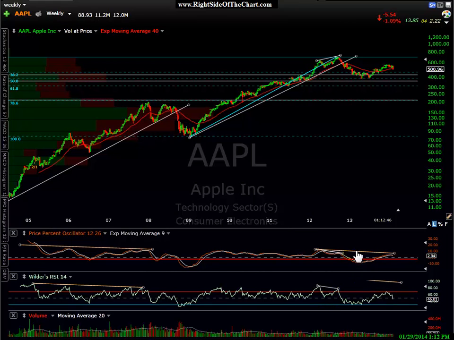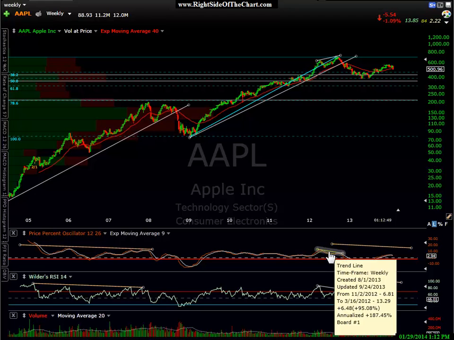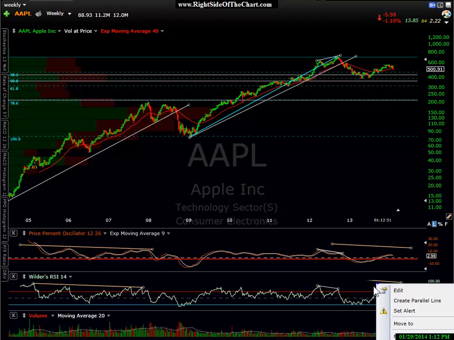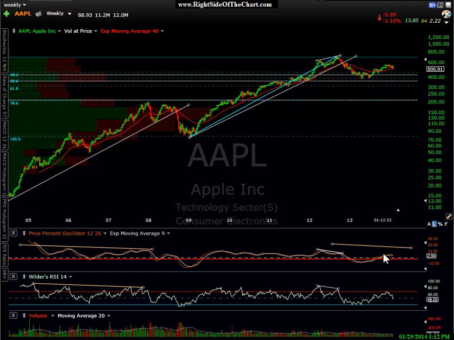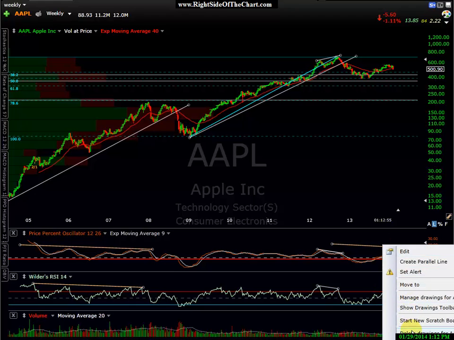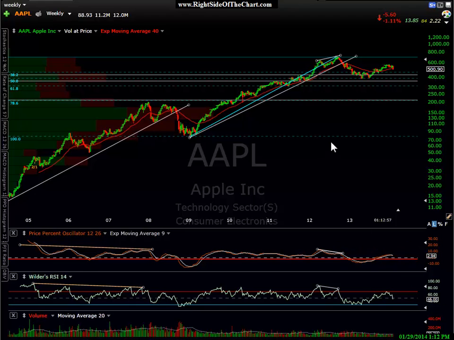I'd have to remove these trend lines here. It was these smaller divergences right here. Let's get rid of these. They're not as relevant right now because prices have made lower lows along with the indicators and oscillators. So that is something I'm watching.